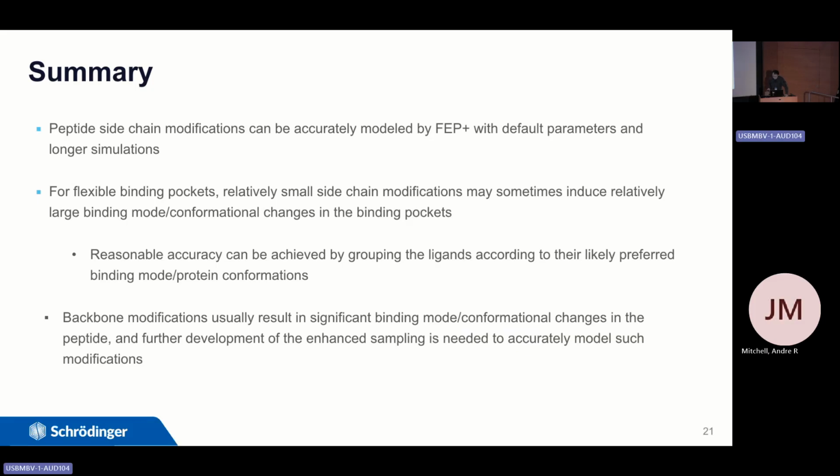But for very challenging cases, like either backbone modifications or binding pocket conformation changes induced by side chain modifications, that is unexpected. So those require further development of enhanced sampling to make it more reliable.